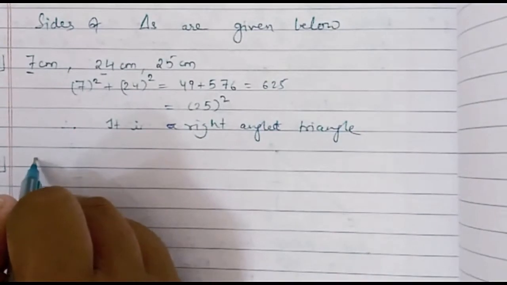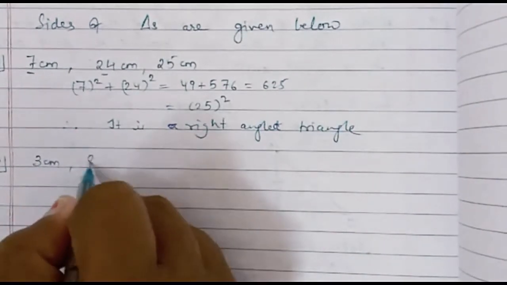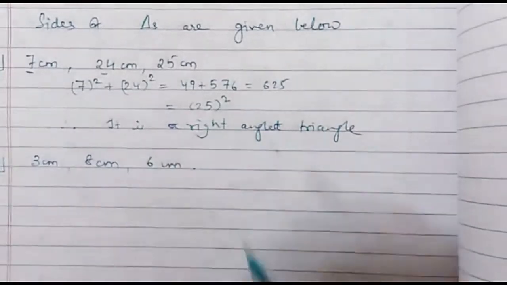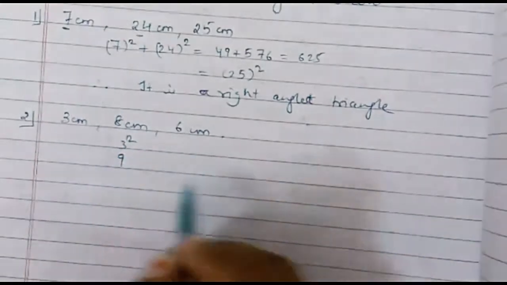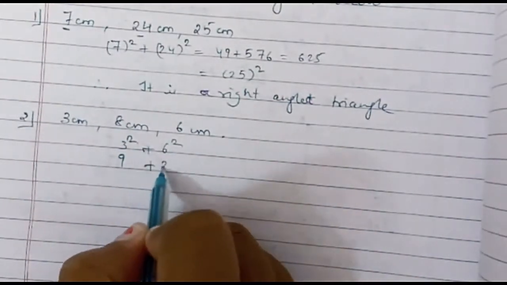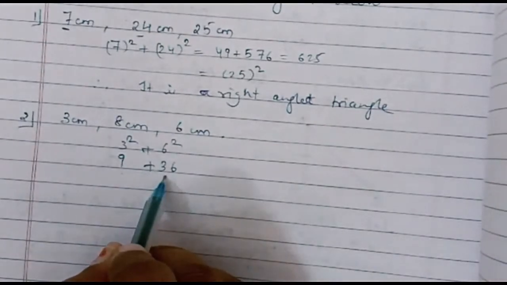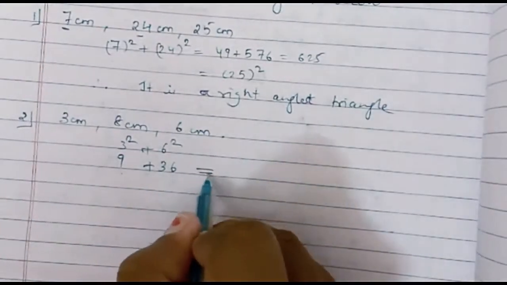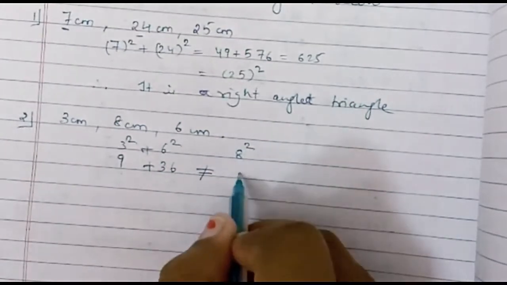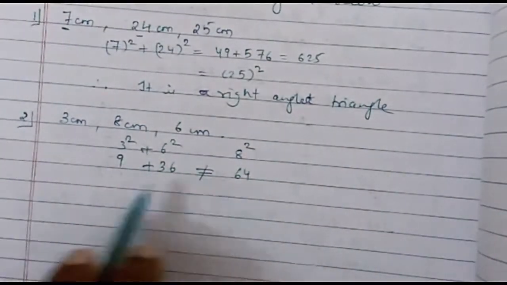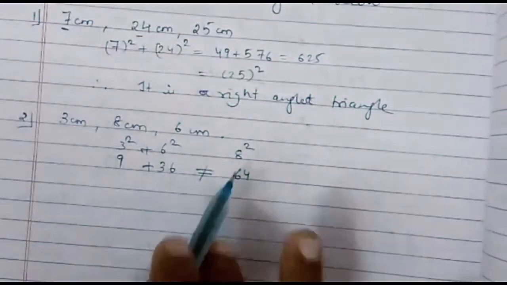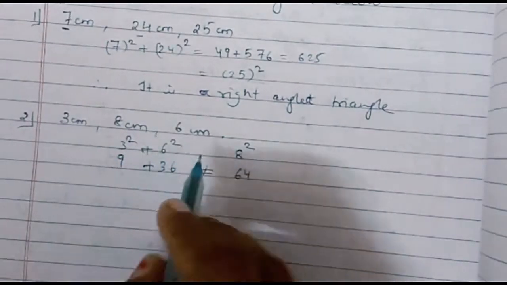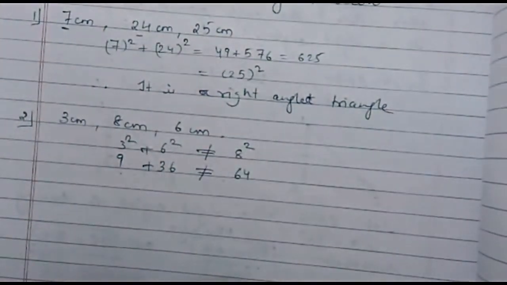The second one is 3 centimeter, 8 centimeter and 6 centimeter. So let us do it orally. 3 the whole square is 9 and 6 the whole square is 36, right? 9 plus 36, it will be 45, and so it is not equal to the square of 8. Actually it should be 64. If it is 64, if the condition is satisfied, we can say by converse of Pythagoras theorem it is a Pythagorean triplet. But as 3 square plus 6 square is not equal to 8 square, it is not a Pythagorean triplet. It will not form a right angle triangle.